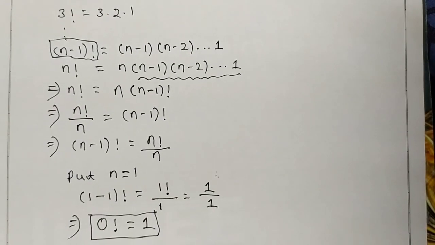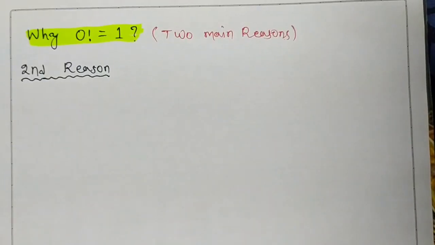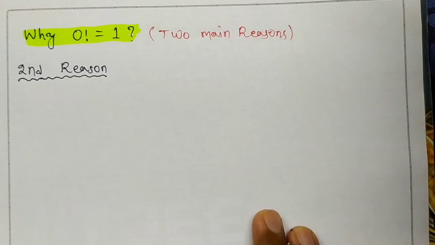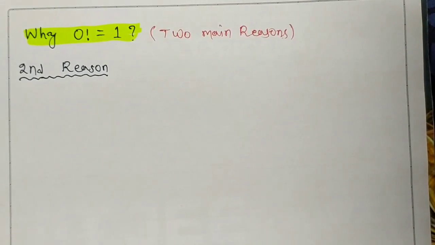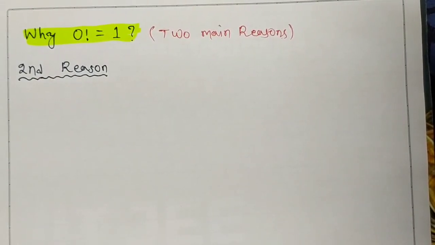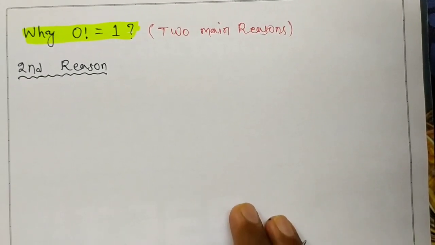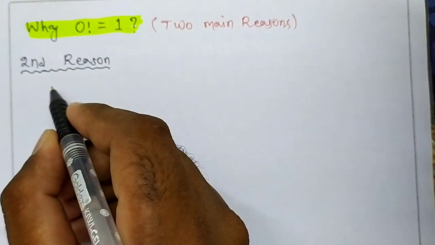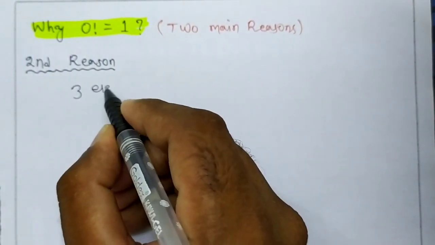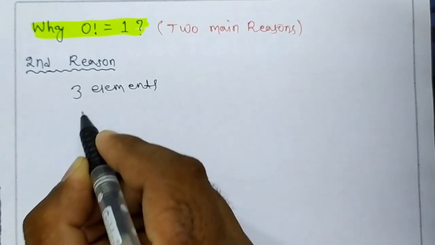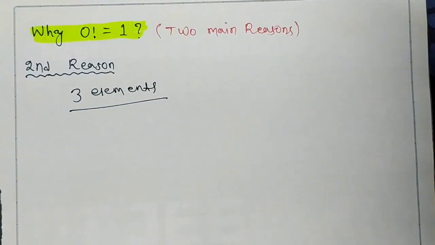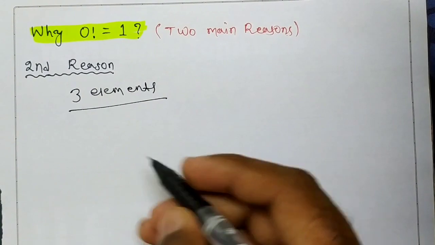Next, the second reason is very interesting, where I will explain in a conceptual manner. This factorial concept is actually related to the concept of arrangements, distinct arrangements. If we are arranging some distinct objects or elements, we are using the factorial concept. For example, I am taking a set with 3 elements. Then how many ways can we arrange the elements?